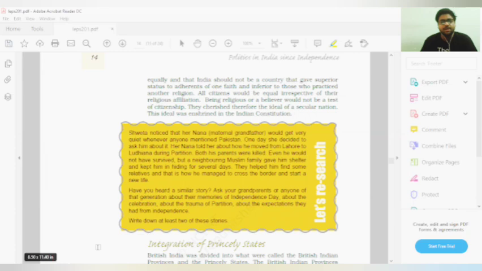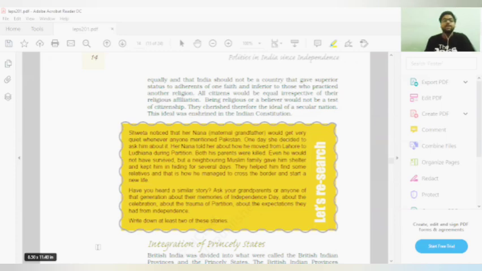There is a story that Shweta noticed that her Nana, her maternal grandfather, would get very quiet whenever anyone mentioned Pakistan. One day she decided to ask him about it. Her Nana told her how he moved from Lahore to Ludhiana during partition. Both of her Nana's parents were killed. He would not have survived either, but a neighboring Muslim family gave him shelter and kept him in hiding for several days. They helped him find some relatives, and that is how he managed to cross the border and start a new life. So, have you heard a similar story?